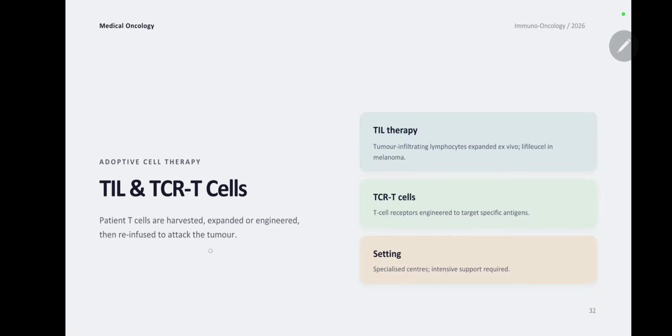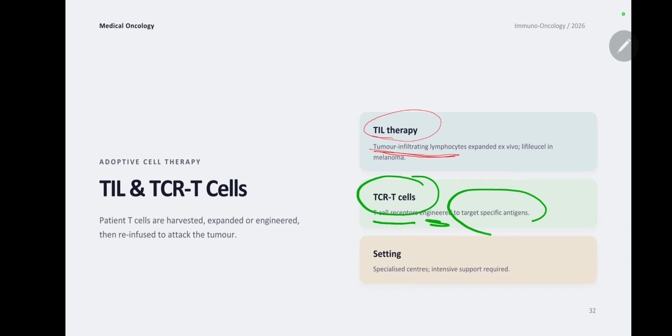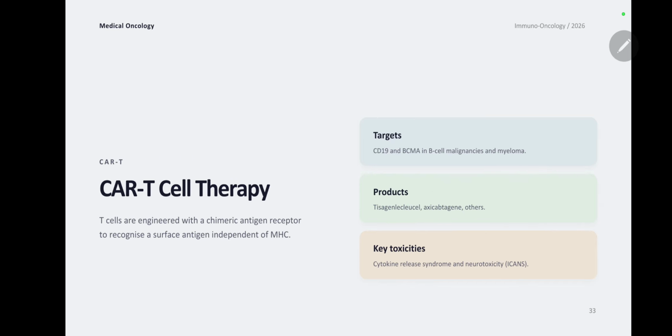Next is genetically engineered cell therapy. One is TIL, the tumor infiltrating lymphocyte. This tumor infiltrating lymphocyte is extracted from the tumor, genetically engineered, and reused in the patient. Another is TCR-T, the T cell receptor engineering according to the targeted antigen. So this type of therapy is also used.